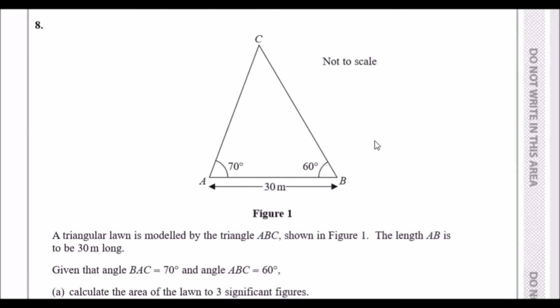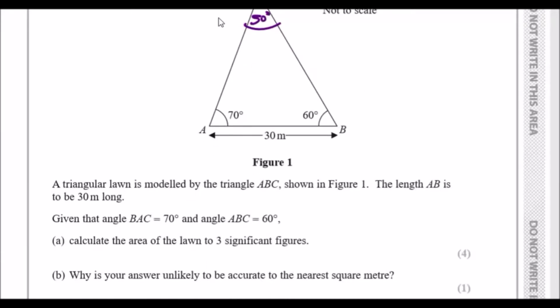Okay, so it looks like a nice triangle question. Before we even read this, I think we should just work out this extra angle here. We know all angles in a triangle add up to 180. Got 60 and 70 makes 130, meaning we've got 50 left here. Okay, and they seem to give us one length of 30. Now let's read the question.